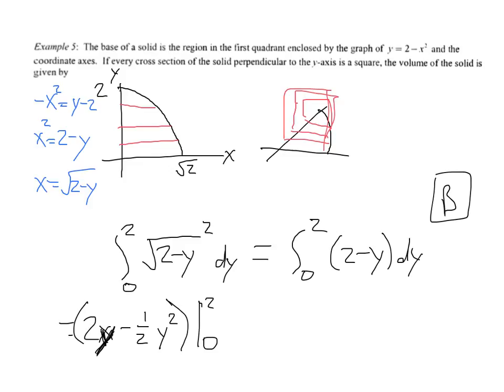So notice if I put a 0 into this entire thing, it goes away. So I don't even need to worry about the second part of it. It's just going to be what happens when I plug a 2 in. So 2 times 2 is a 4 minus 1/2 times 2 being squared. So that would give me a 2 in the end. My answer is 2 for this. But for us, just answer B.